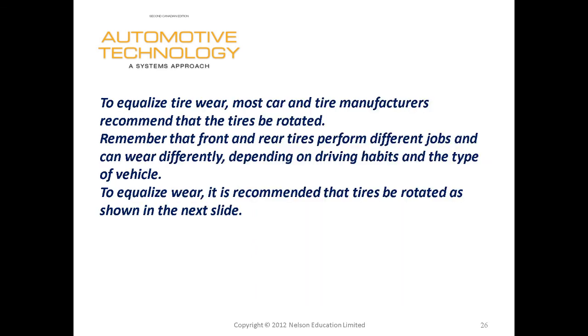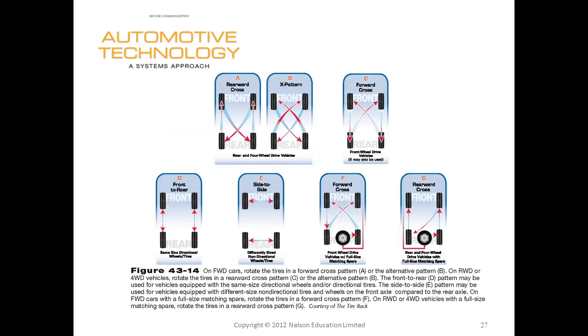To equalize tire wear, most car and tire manufacturers recommend that tires be rotated. This is important. Depending on the vehicle, front and rear wheel drive, there are different ways we can rotate the tires. The most simple way is just swapping front to back. However, some cars are going to have wider back tires, so we don't want to do a front to back. We can just swap them side to side. If we had a full-size spare tire, we could actually rotate this in when we're doing our tire rotation, so all the tires actually end up getting used.